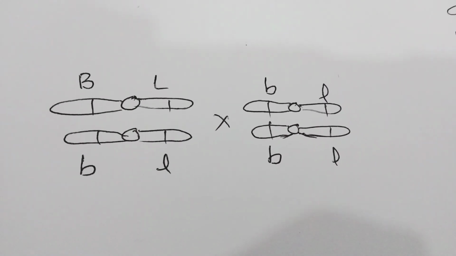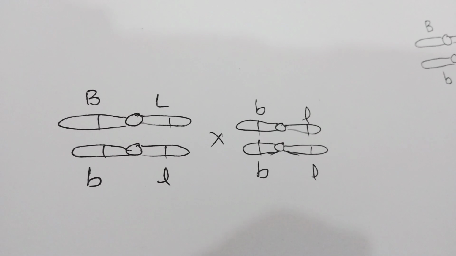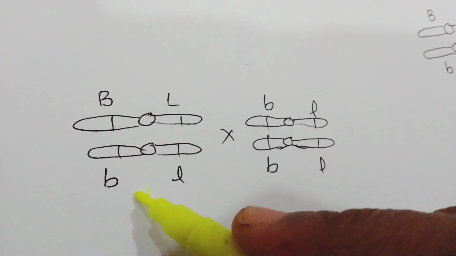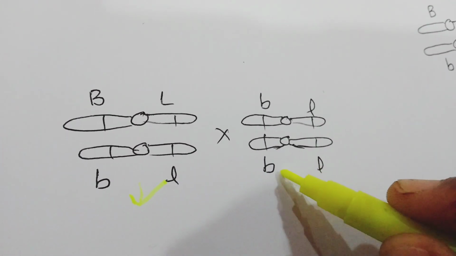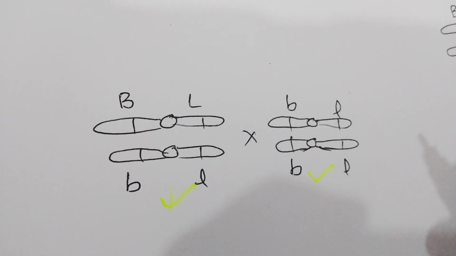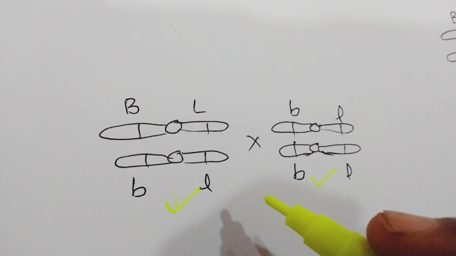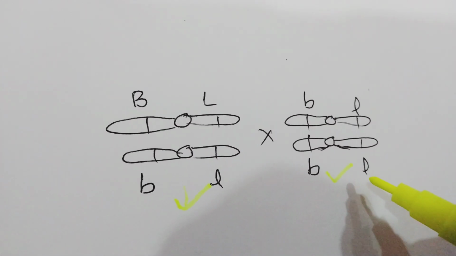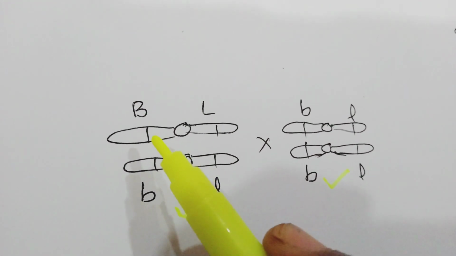Have a look. This is the first parent, the blue long parent, and this is the second parent, the red round parent. This is blue long and red round. Have a look.